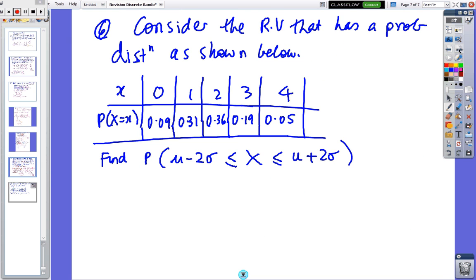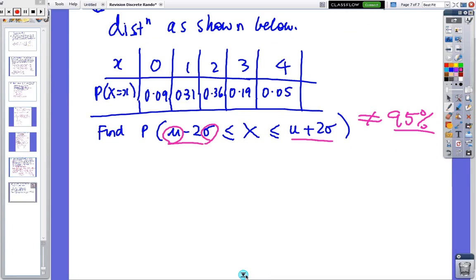Okay, consider the random variable that has a probability distribution as shown. So we've got to find this answer here. Now, note that the answer is not going to be 95%, because we don't have a normal curve. So what we have to do is find the mean and find the standard deviation, so we've got to do a few things. It's not going to be quick. So you should have a go first yourself. You need to find the expected value and then E(X squared) and see how you go.